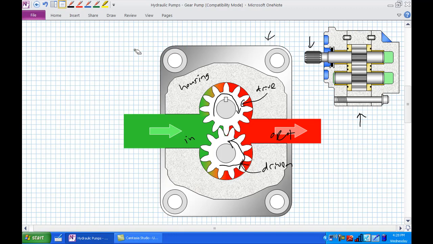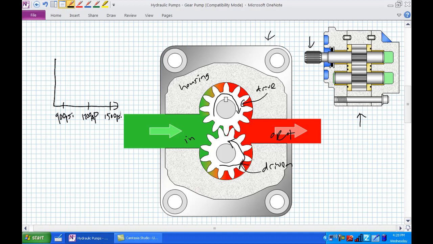One of the things I want to talk about is volumetric efficiency, and it's often called a pump curve. So for increasing pressure, here's 900 PSI, here's 1200 PSI, 1500 PSI, there's this phenomenon known as slippage.